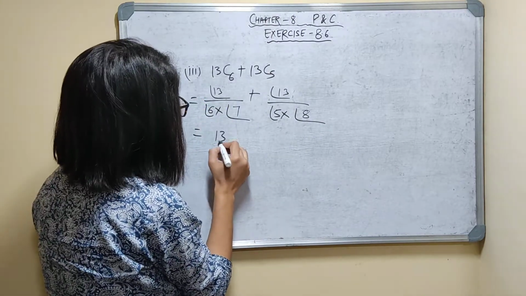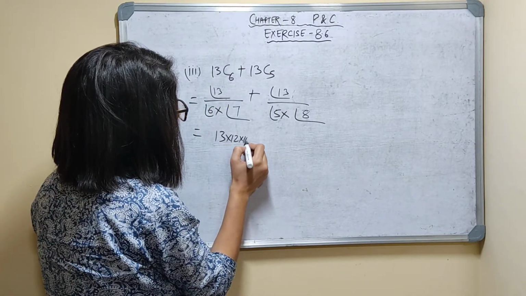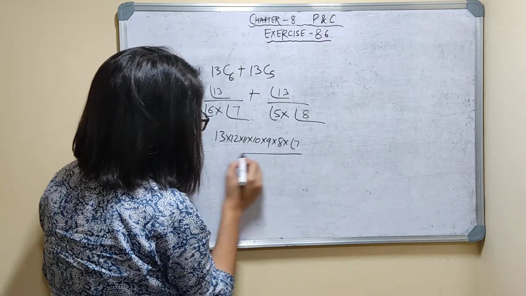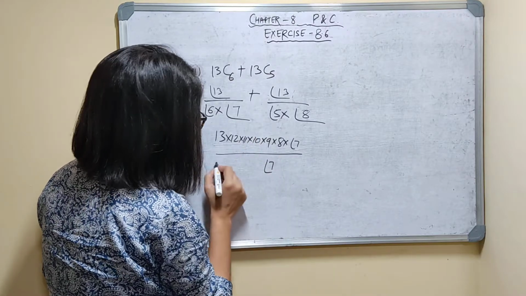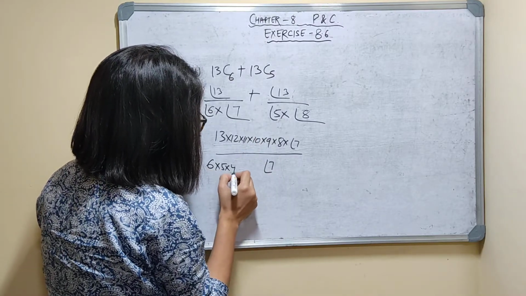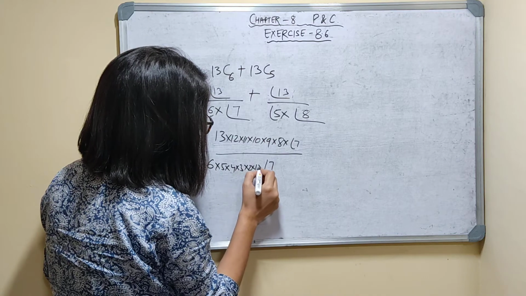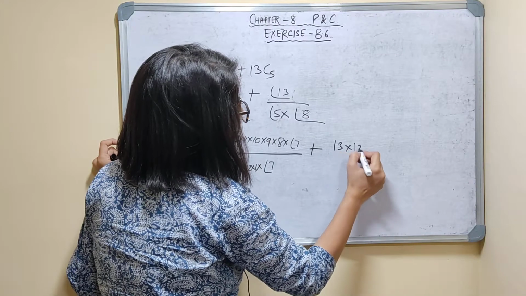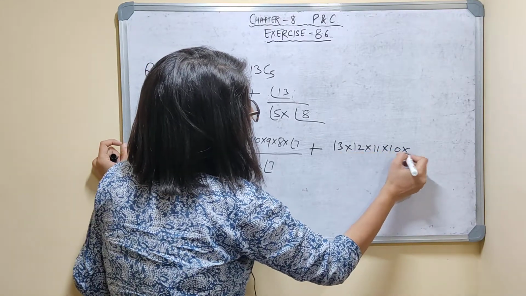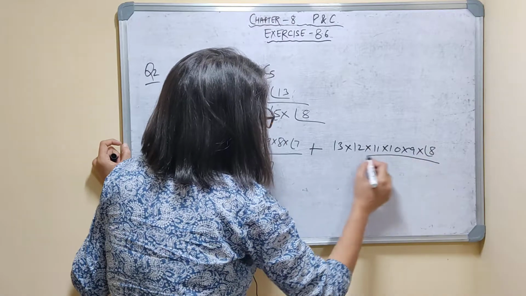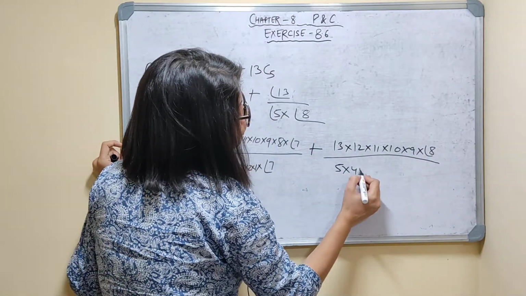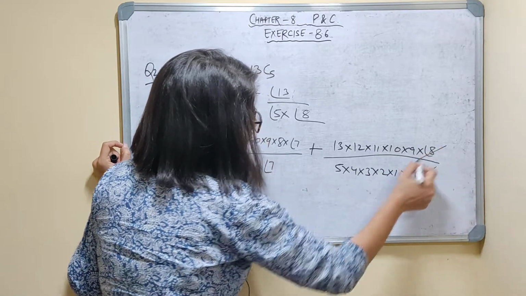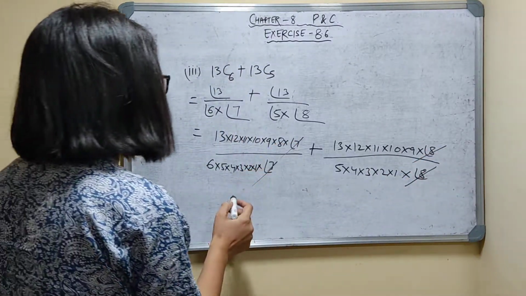Factorial 13, so 13 into 12 into 11 into 10 into 9 into 8 into factorial 7. I will stop here, so it will get cancelled by this factorial 7. This is 6 into 5 into 4 into 3 into 2 into 1 into factorial 7. Plus factorial 13, I will write 13 into 12 into 11 into 10 into 9 into factorial 8, upon factorial 5, I will write 5 into 4 into 3 into 2 into 1 into factorial 8. So it will get cancelled by this.